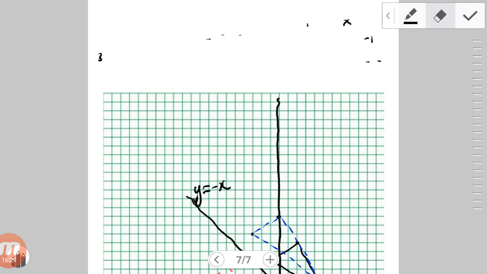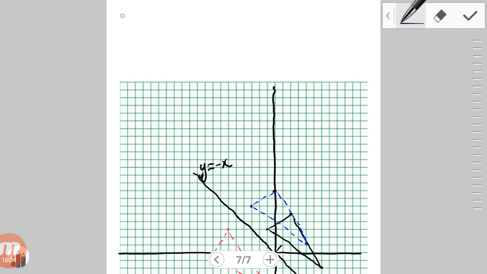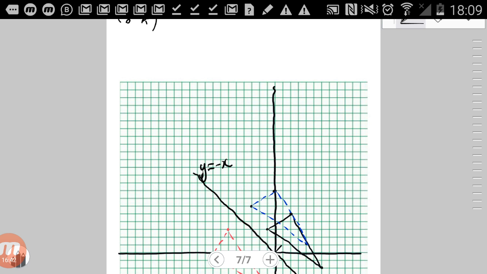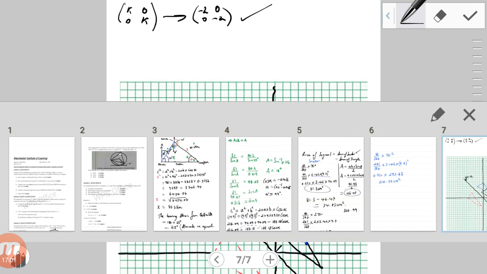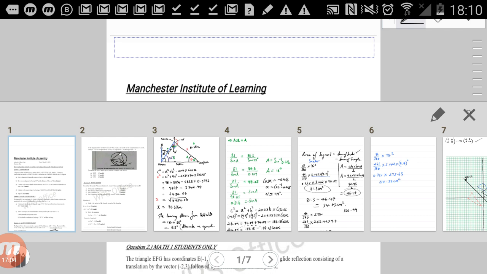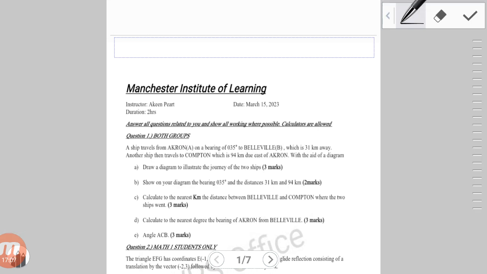All right, so the enlargement matrix formula is k, 0, 0, k. That is the enlargement matrix formula, the enlargement matrix layout. Now, in what we're doing here, the scale factor k is negative 2, so the enlargement matrix is just minus 2, 0, 0, minus 2. All right, and that would pretty much answer that particular question, writing down the enlargement matrix.